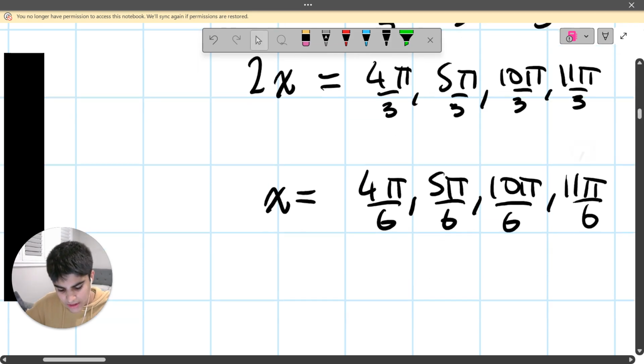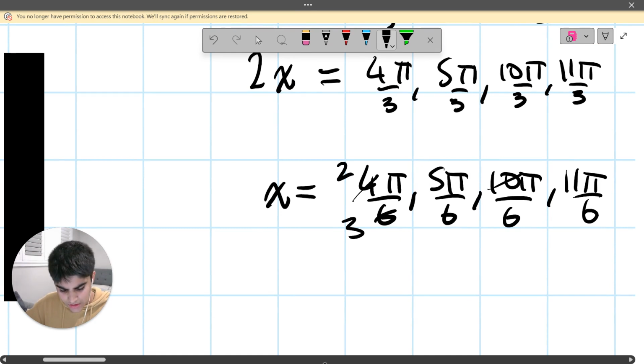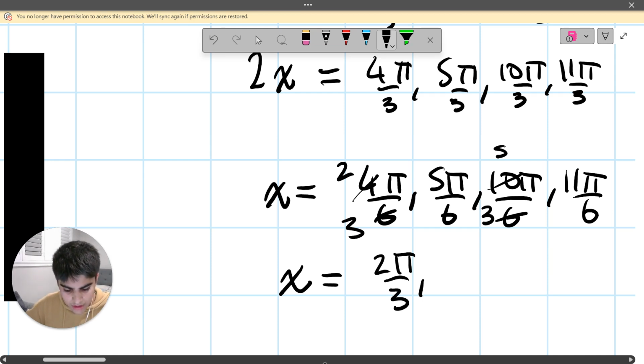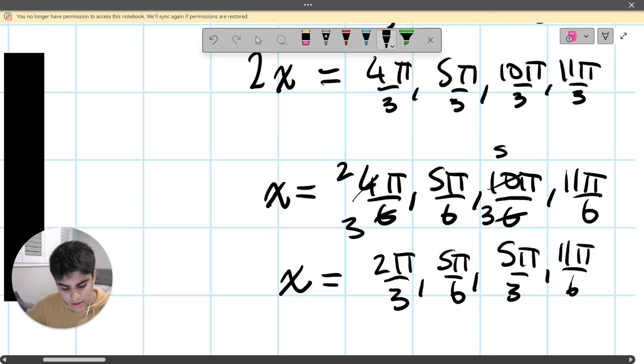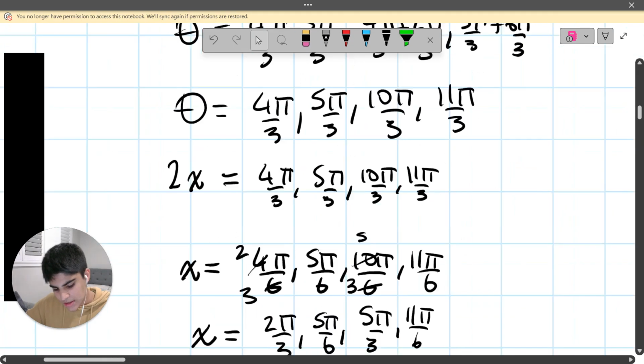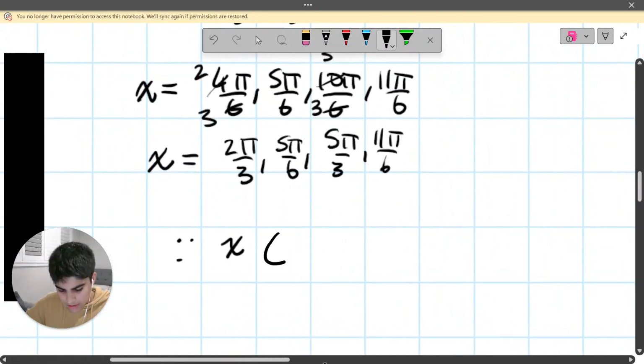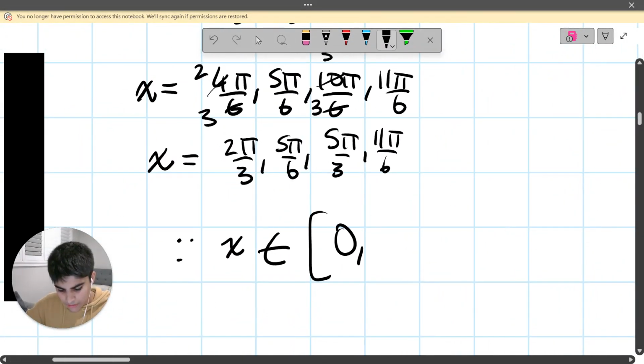Now make sure to simplify this. Let's simplify this real quick. 2, 3, can't do this one. 5, 3. X equals 2 pi on 3, 5 pi on 6, 5 pi on 3, and 11 pi on 6. Now one last piece of working is, let's just write the domain again, because x is an element of 0, 2 pi.